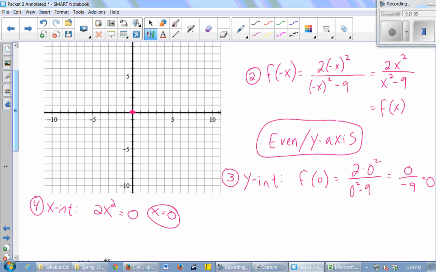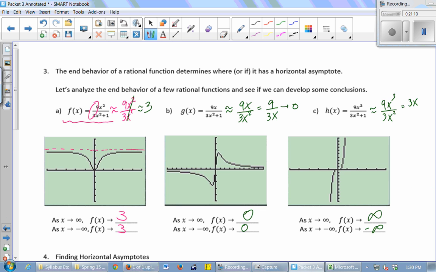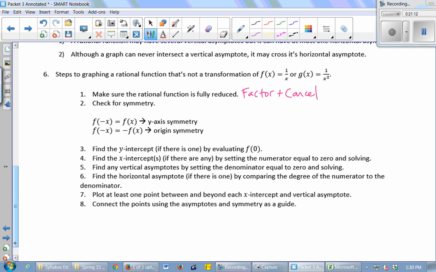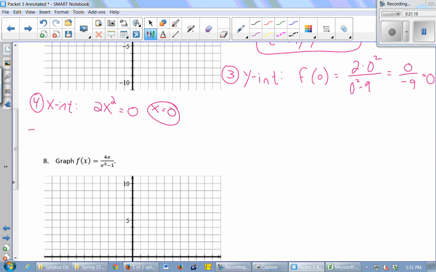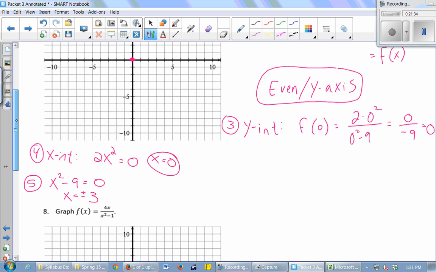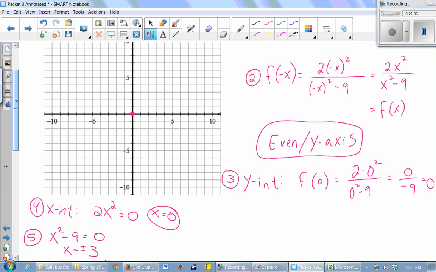All right, so I have x and y intercepts. What's the next thing on the to-do list here? X-intercept, y-intercept, vertical asymptotes. Set the denominator equal to 0 and solve. So my denominator is x squared minus 9. So when I solve that, what do you get? Plus or minus 3, right? Yeah. So those are my vertical asymptotes. X equals positive and negative 3. So I'm going to put them in as dashed lines.